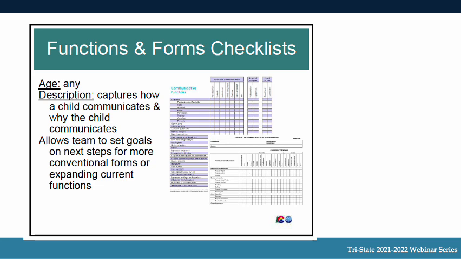So as you're observing a child, you may be looking for specific social and play behaviors, and you're probably also looking for, is the child sending and receiving messages in a way that fits the context? In other words, what is their social communication like? And a functions and forms checklist can really help you gather this information in a clear way.